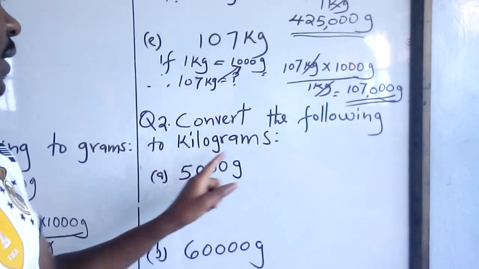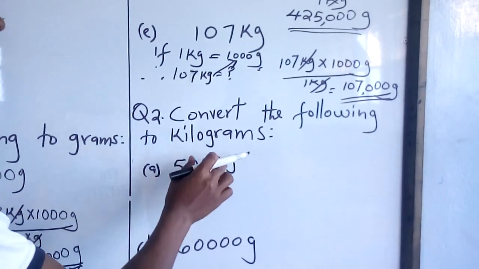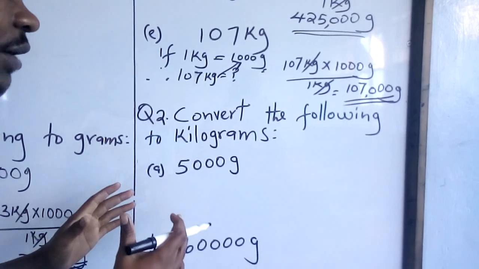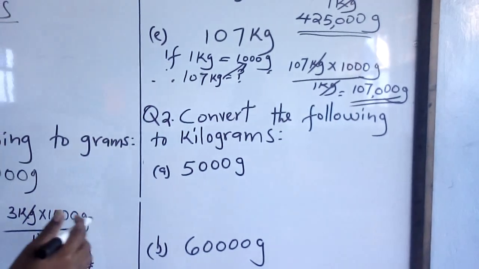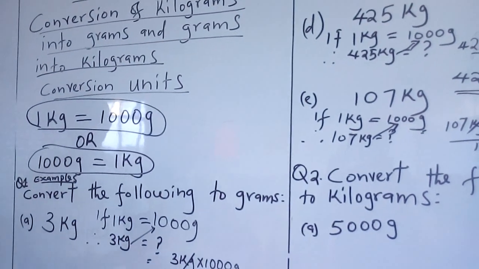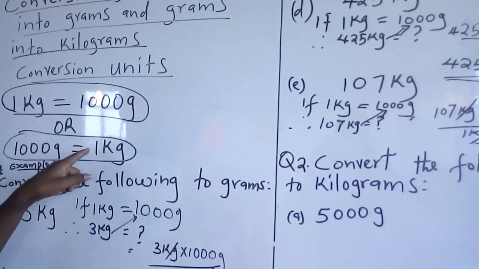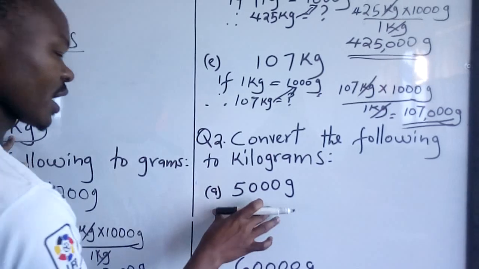Convert the following to kilograms. The first one we have is 5000 grams. Now here we shall be asking ourselves how many grams make a kilogram. And we have the conversion units here. We began by talking about these conversion units. So 1000 grams is equal to 1 kilogram. So that is the statement that we shall use here.